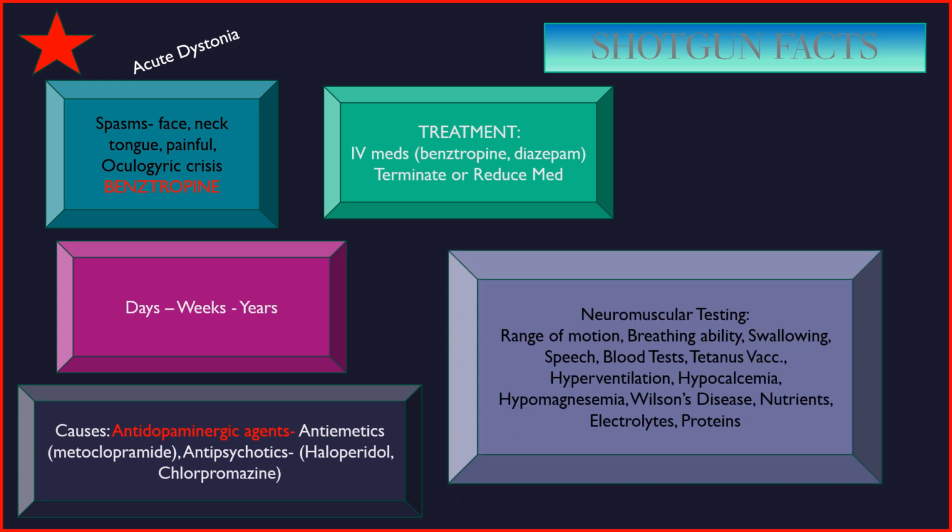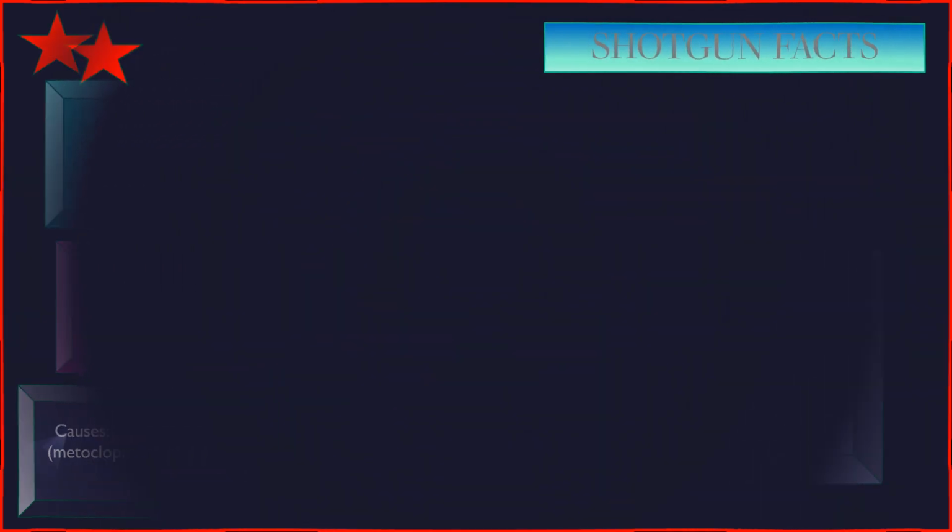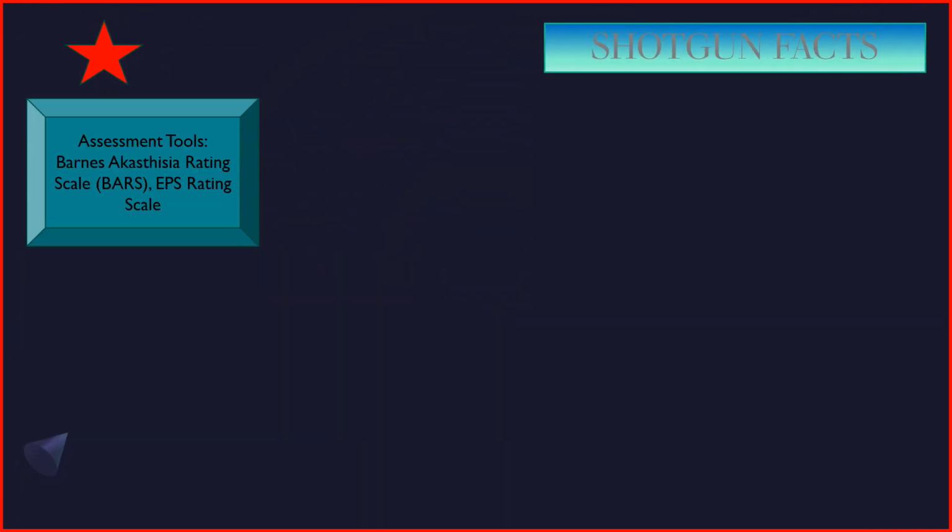Neuromuscular testing, range of motion, breathing ability, swallowing, speech, blood tests, tetanus vaccination, hyperventilation, hypocalcemia, hypomagnesemia, Wilson's disease, nutrients, electrolytes, and proteins. Alrighty, the assessment tools. Barnes Akathisia Rating Scale, BARS, EPS Rating Scale.